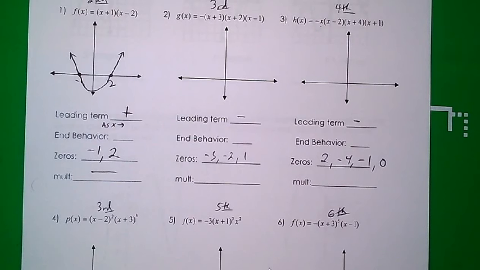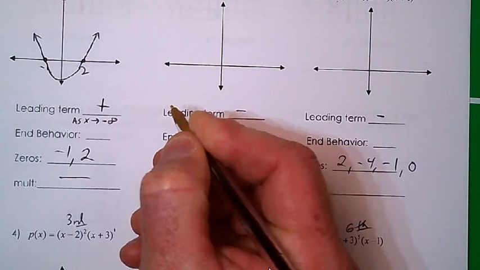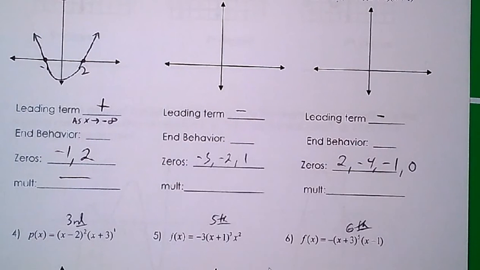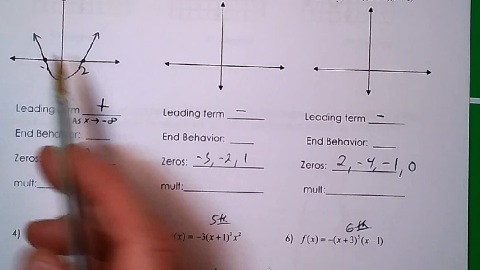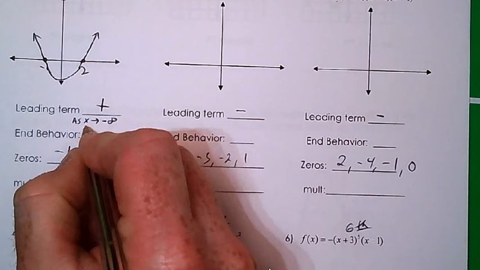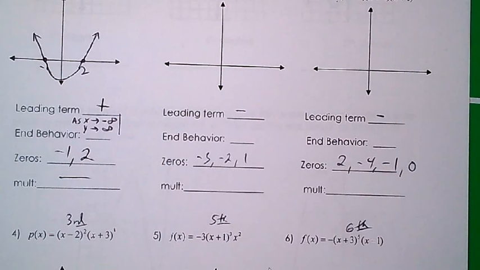As x approaches negative infinity, that is to the left, as I move to the left on my graph, what is the graph doing? It's going up. As x approaches negative infinity, y approaches positive infinity. That's how you write end behavior. It's all about the x's and the y's at the ends, where the arrowheads are.